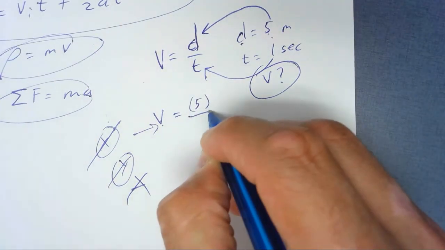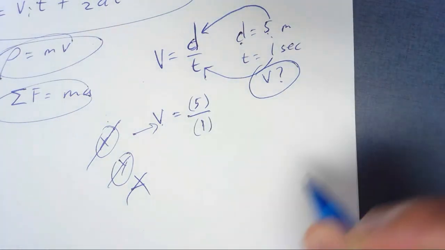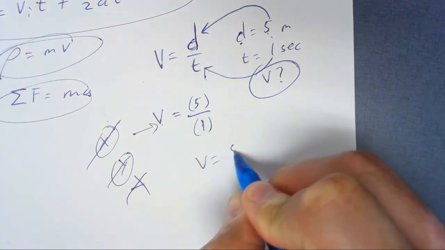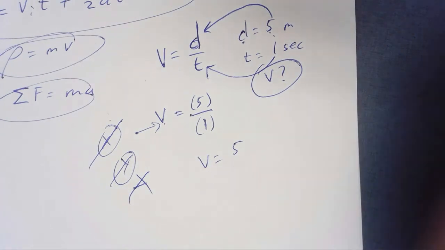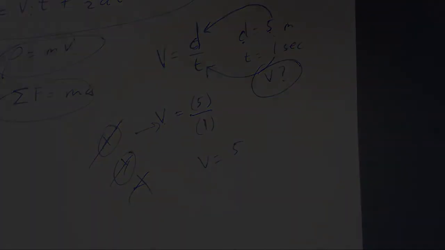I choose to substitute in parentheses. I'll tell you more about that later. Our t becomes a 1. Now we get v equals 5 over 1, and this is really simply v equals 5. That's what substitution means. We're simply taking numbers and replacing the variables that they stand for with those numbers.